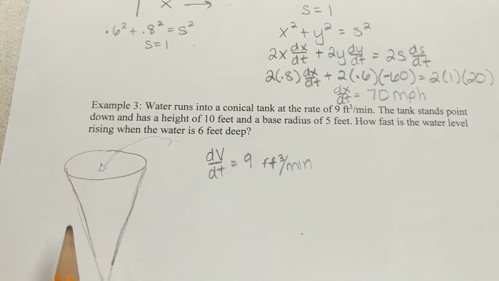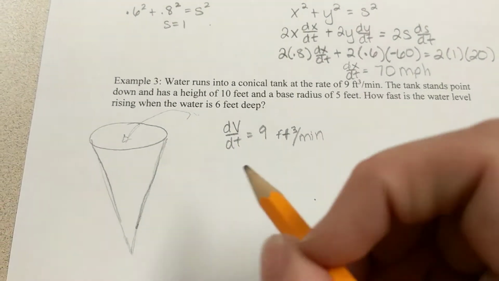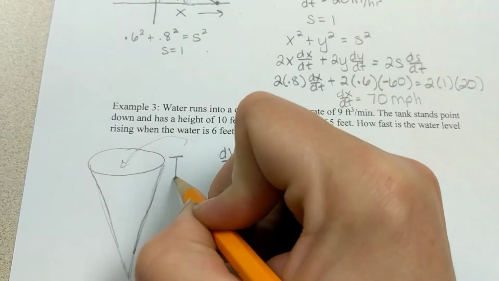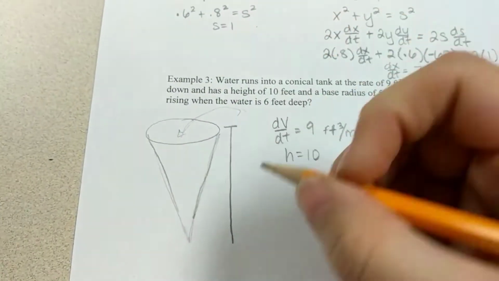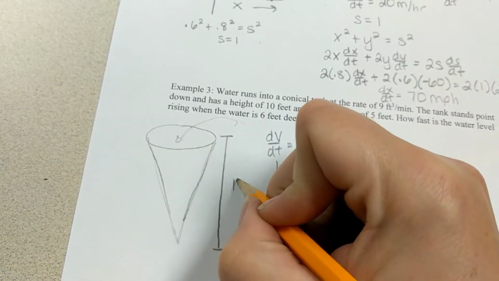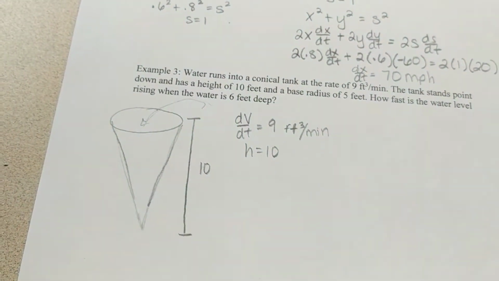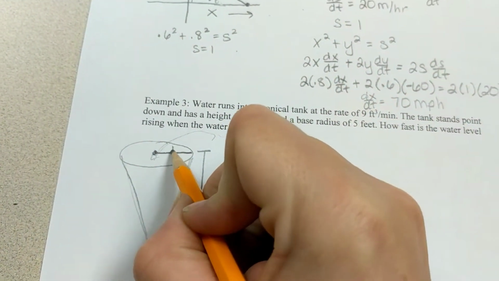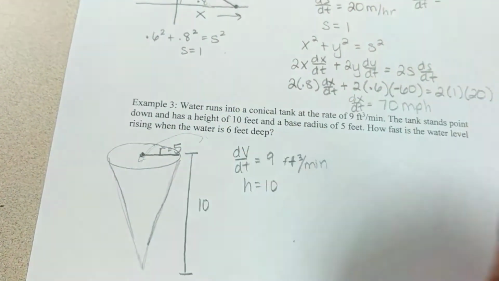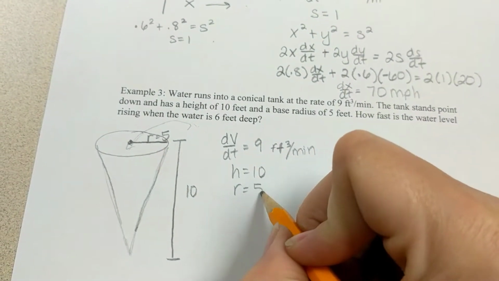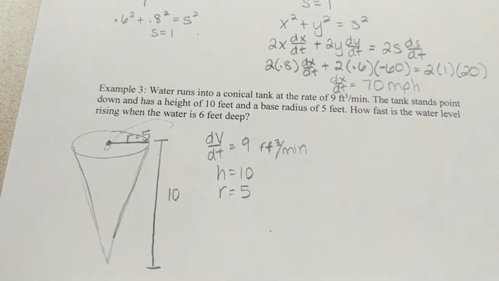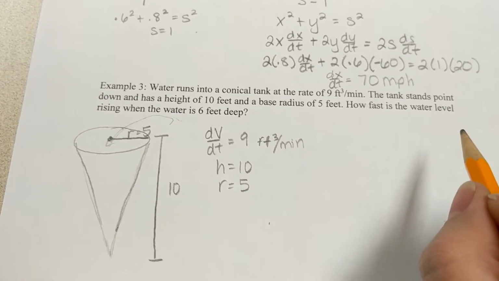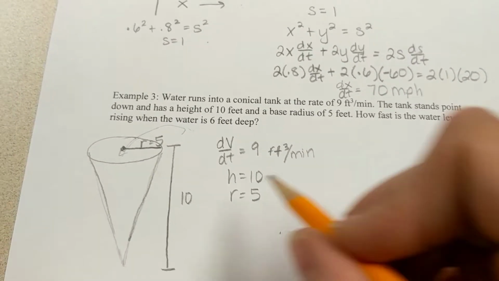The tank stands point down, told you so, and has a height of 10 feet. So height is 10. And I'm going to just draw that onto my picture as well, that the height of this tank is 10. The base radius, that's up here, is 5. And they want to know how fast is the water level rising when the water is 6 feet deep.